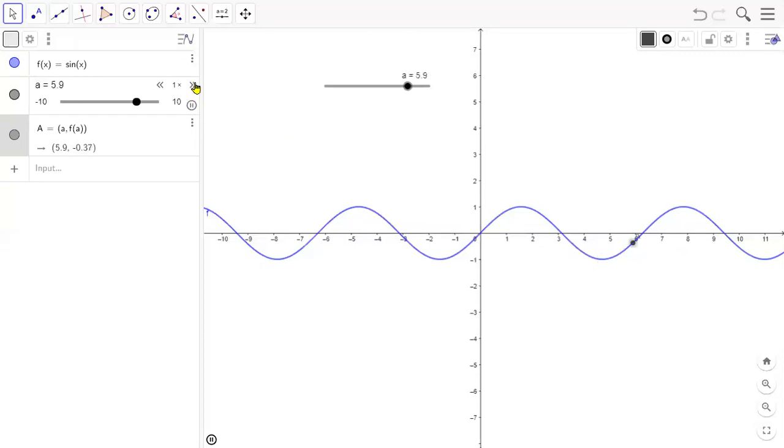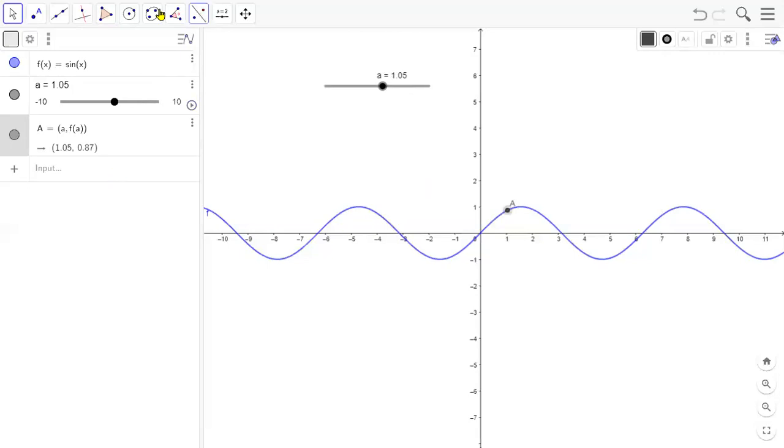We can take the next range for it. Here I have taken from -10 to +10. This is just the movable point. I'm going to animate here. This is the point on this graph, and let me draw the tangent at this point.